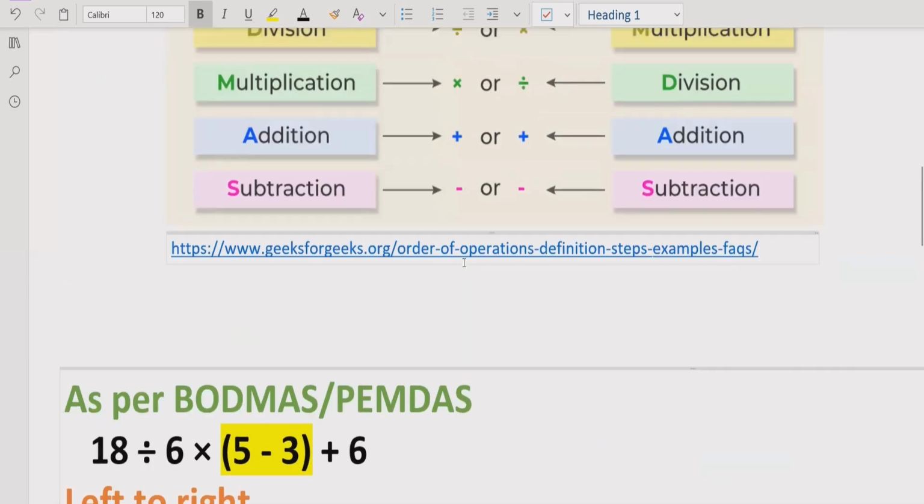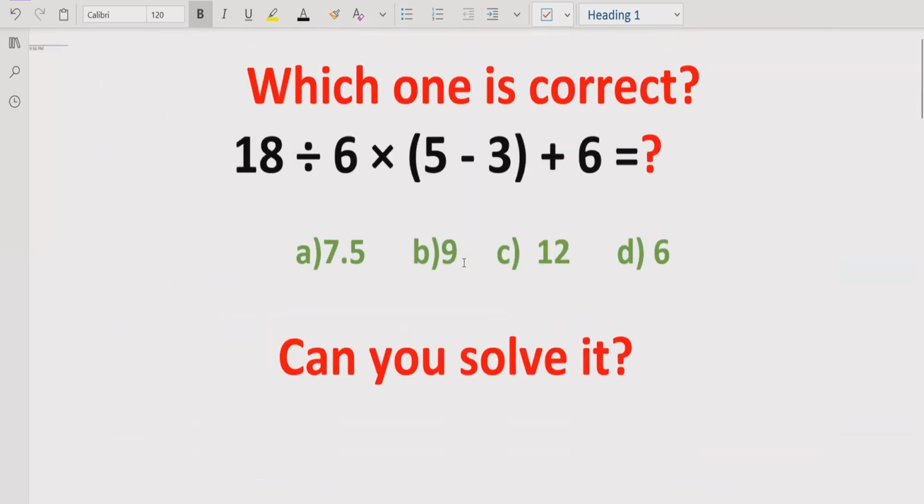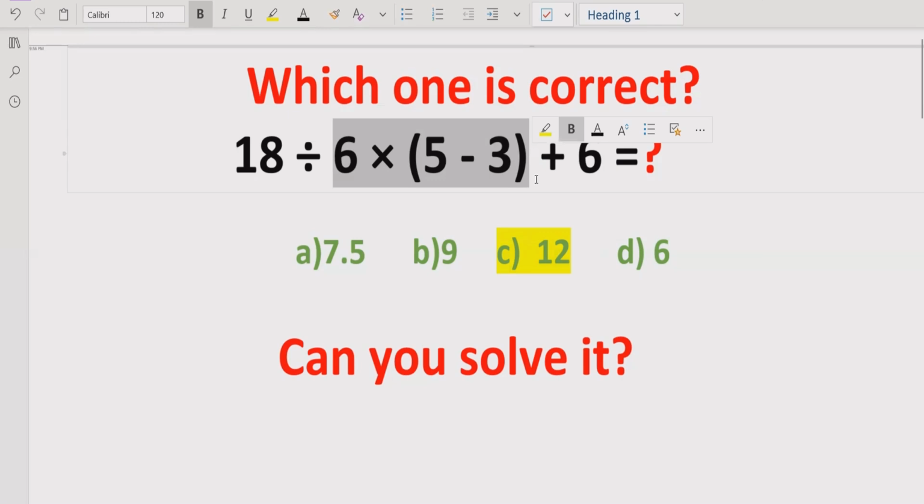I hope you understand how you can solve this easily and get the correct answer. So answer C is the correct answer for this expression. If you go in another direction and solve the other part first, you can get the wrong answer. So be careful when solving this expression. We have to solve using the order of operations, and by the order of operations, you can get the correct answer.